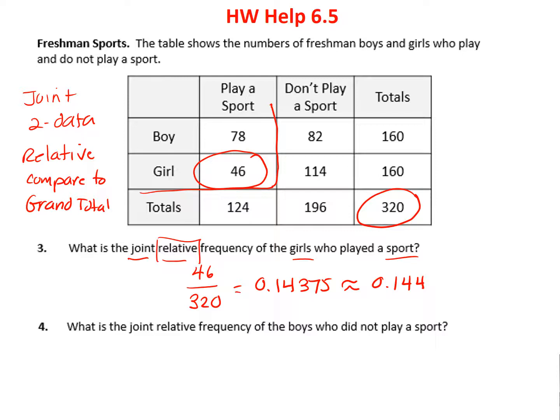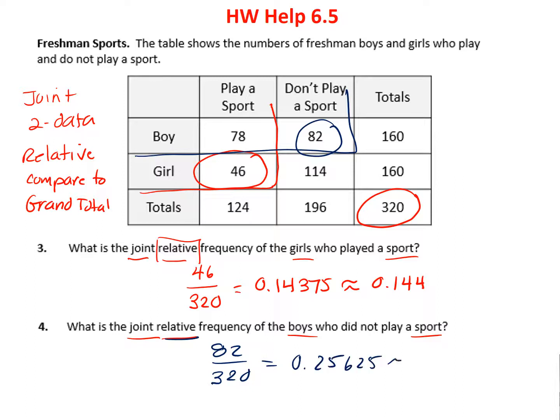We look at number 4 again. I want the joint relative frequency of boys who do not play a sport. So in this case, boys who don't play sports is going to be 82. That's my joint frequency, but my relative compares it to the total. So once again, 82 compared to 320 is 0.25625, or I'll round off to 0.256. So of the total freshman class, a little more than a fourth of them, 25%, are boys who don't play sports.